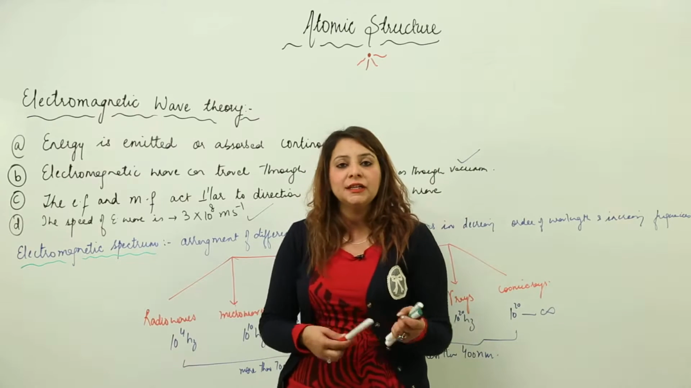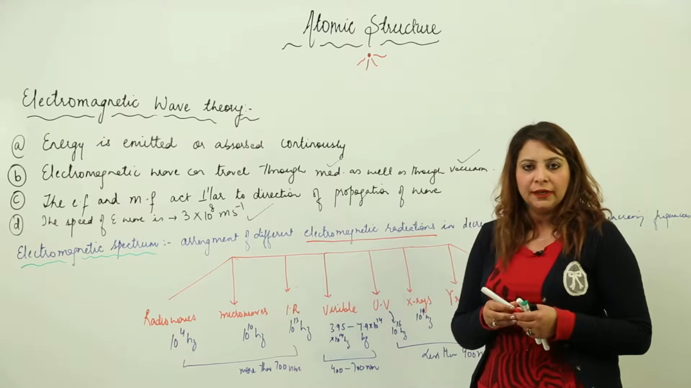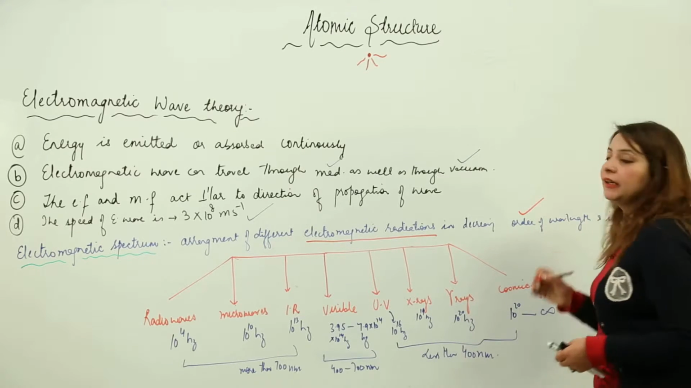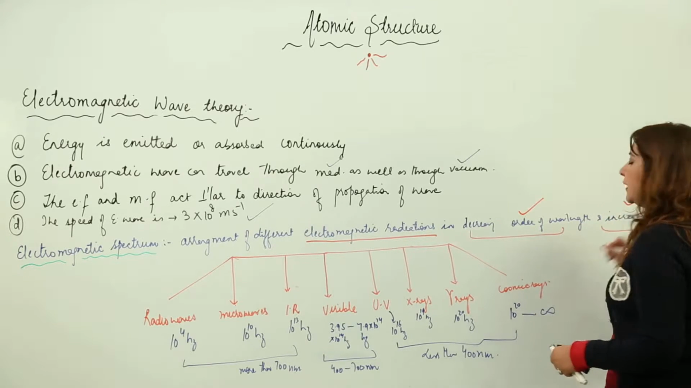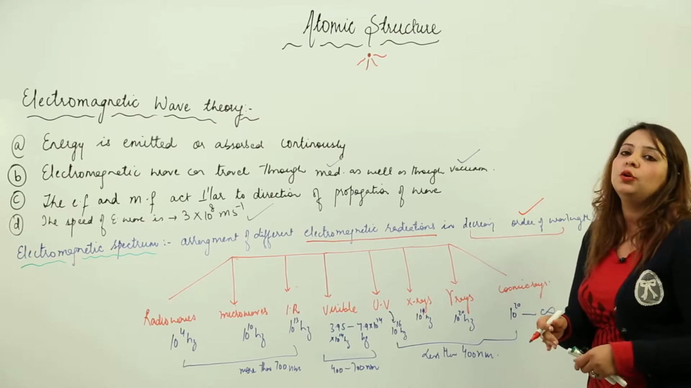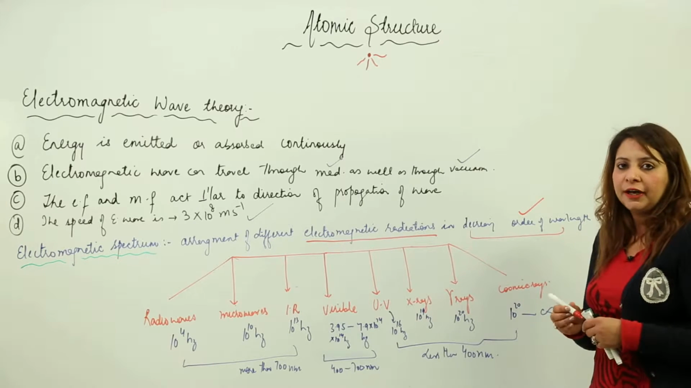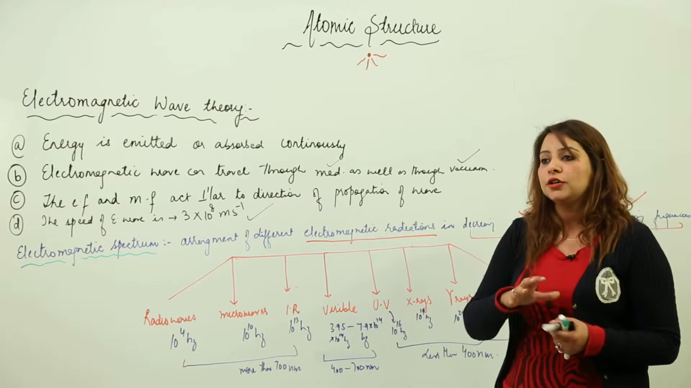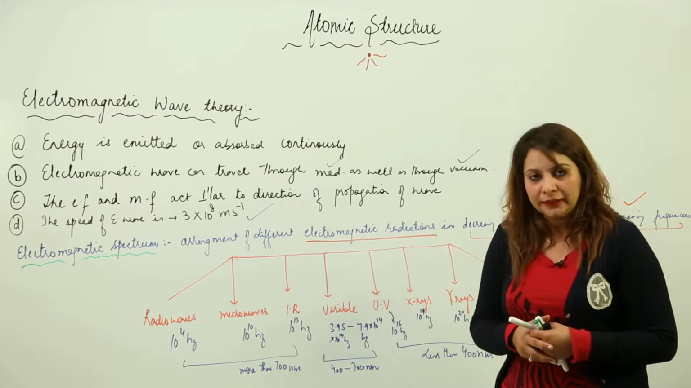So what is the electromagnetic spectrum? It is the arrangement of different types of electromagnetic radiations according to decreasing order of wavelength and increasing frequency. Or you can say increasing order of wavelength and decreasing frequency, because whenever a wave possesses high wavelength, it possesses low frequency, and when it possesses high frequency, it possesses low wavelength, right? So the arrangement of the different electromagnetic radiations in a definite order of wavelength and frequency is the electromagnetic spectrum.